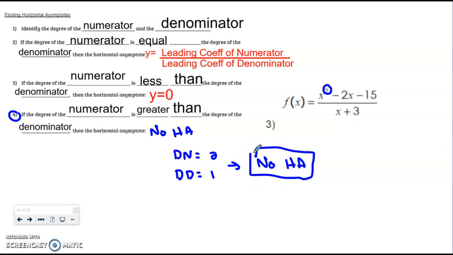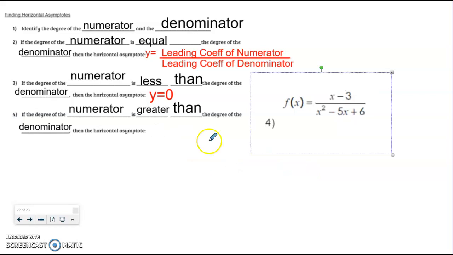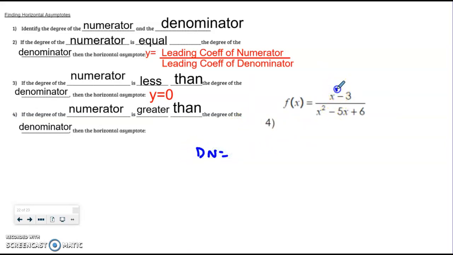We'll look at one more. So in this case, we look at the degree of the numerator. The highest power is 1. The degree of my denominator is 2. So in this situation, the degree of the numerator is smaller than that of the denominator. That's the third situation. In this case, my horizontal asymptote is going to be at y equals 0.